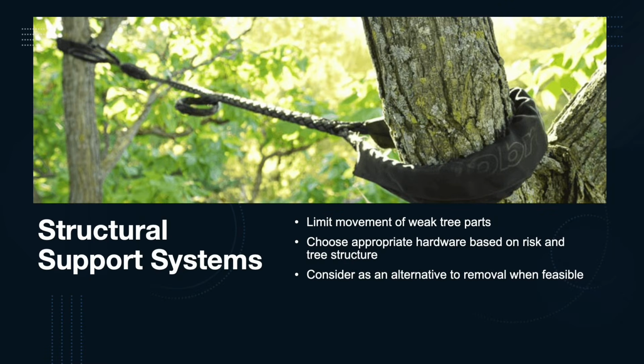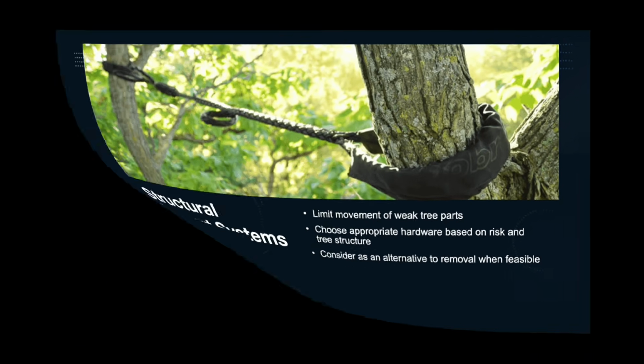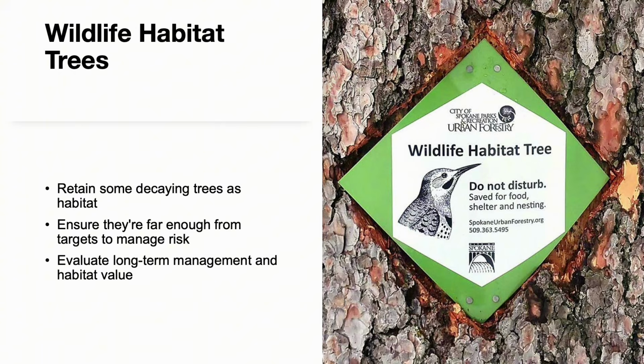Support systems like cables or braces help limit movement in weak limbs or unions. These are especially useful when tree removal isn't desirable. The hardware chosen depends on the tree structure and the intended outcome. And in some cases, we may even retain decaying trees as wildlife habitat if they don't pose a high risk.